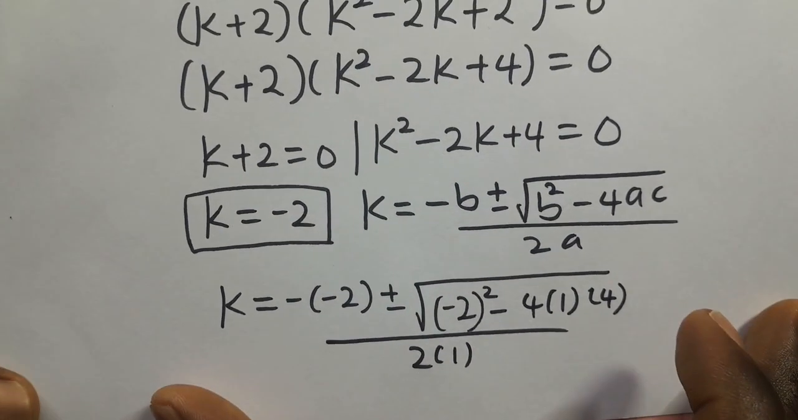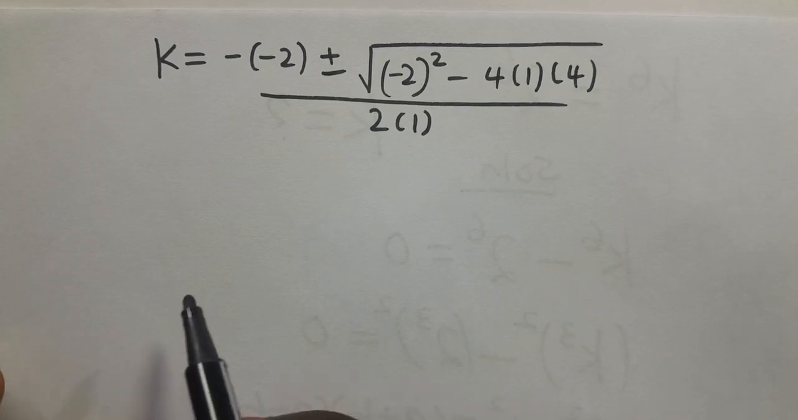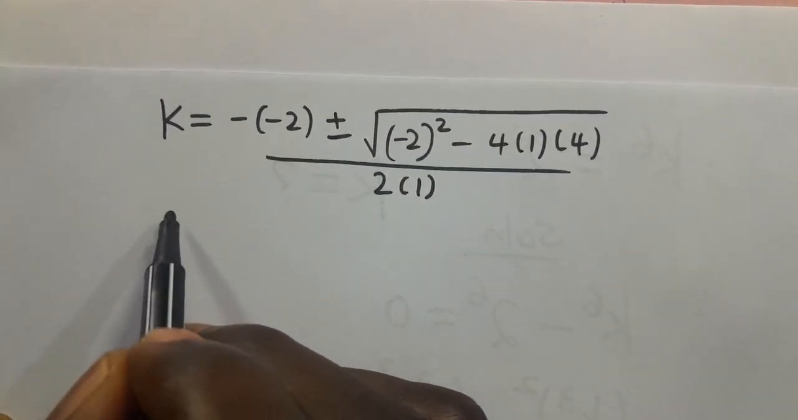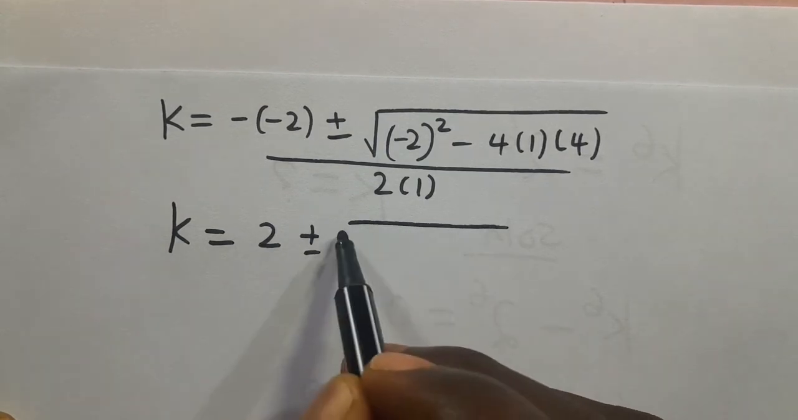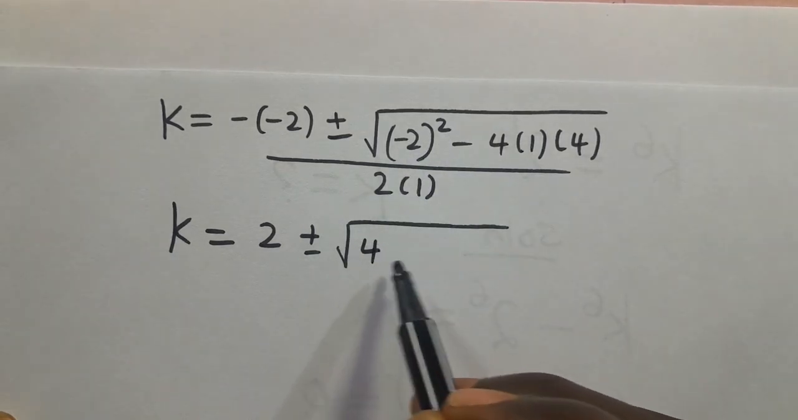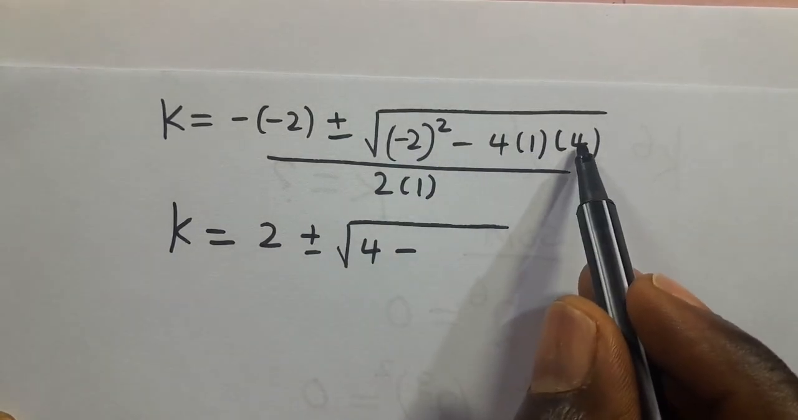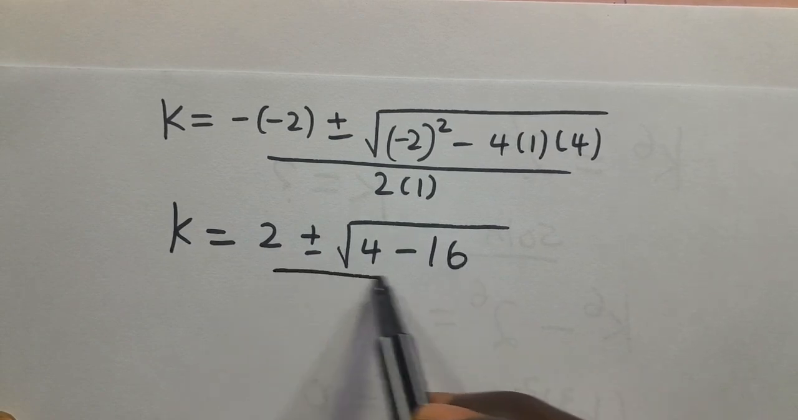So from here we have k equals positive or negative roots of this square, which will be 4, minus 4 times 1 times 4, which is 16. So here will be 16 divided by 2.